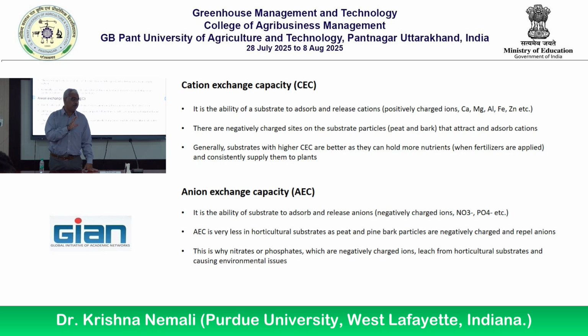Most important chemical properties are EC and pH. We'll learn about them in a separate lecture. But the other ones, there are three of them. One is called cation exchange capacity. The other one is called anion exchange capacity.